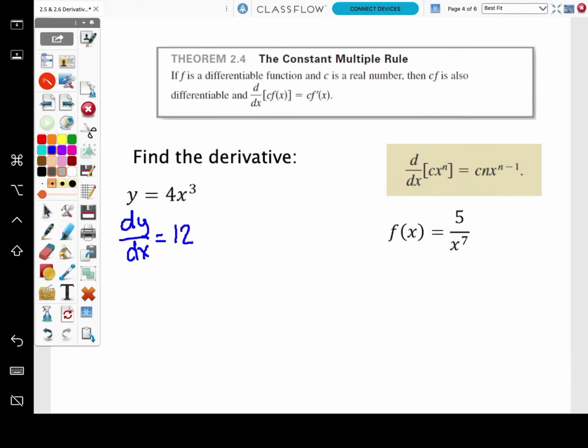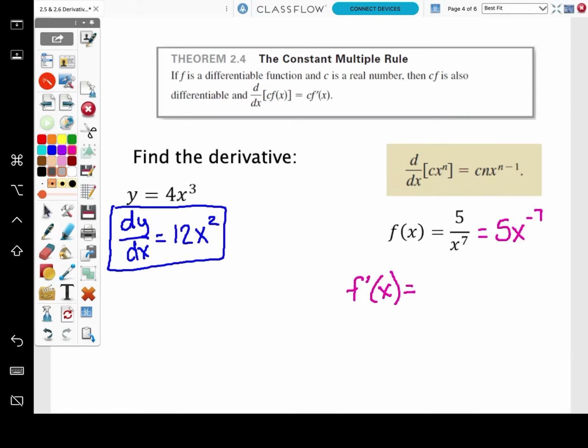They say the same thing in different ways, really. So dy dx over here, 3 comes down front, multiplies by 4, and decrease the power by 1, so 12x squared. Easy peasy, right? Sweet. F of x over here on the right, we better rewrite it first. So I'm going to say 5x to the negative 7th instead, so I can use my power rule. F prime going to be negative 35x to the negative 8th.